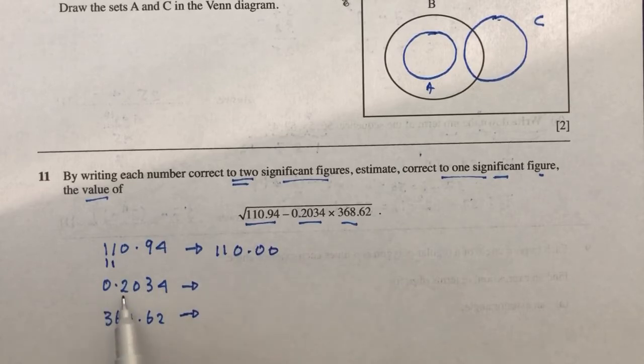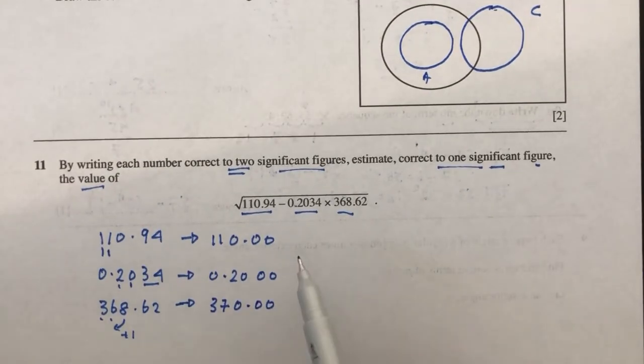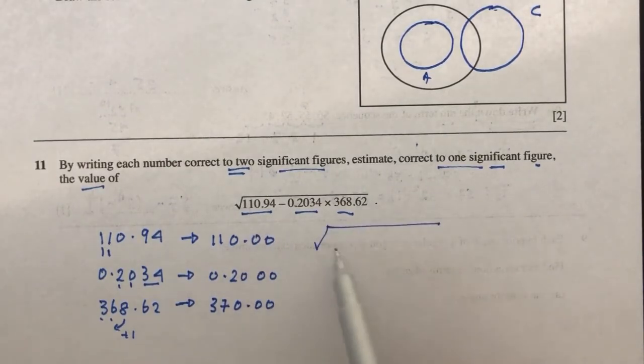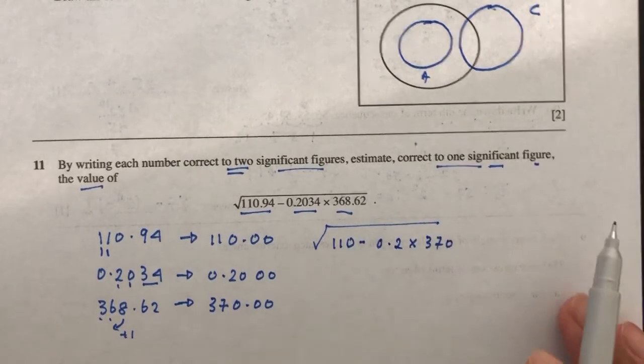And here, leave this alone and the rest becomes 0, so 0.2000. So leave these two, we have to add 1. That will become 37.0. Here we go. So now we replace the value inside. We see that we have square root of 110 minus 0.2 times 370.